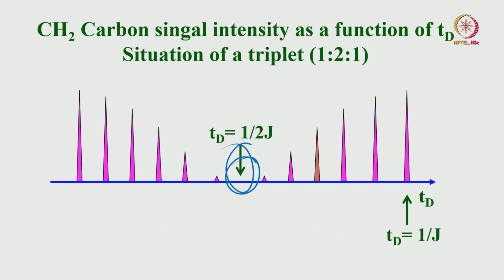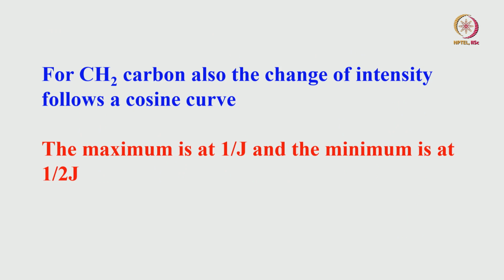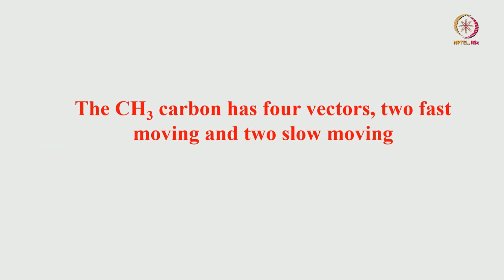At 1 over J, all the 3 vectors come back to the x axis. They reassemble there. They refocus. As a consequence, it is a positive intensity. So CH2 will be a positive intensity. For CH2 carbon also, you can monitor the change in the intensity like that. You may ask me a question, what happened to CH3 carbon?